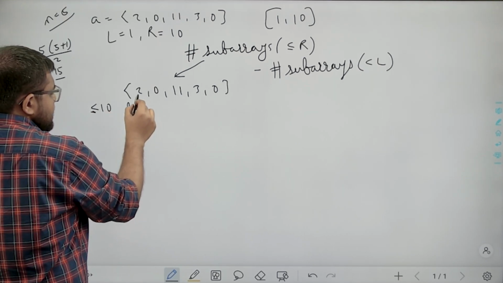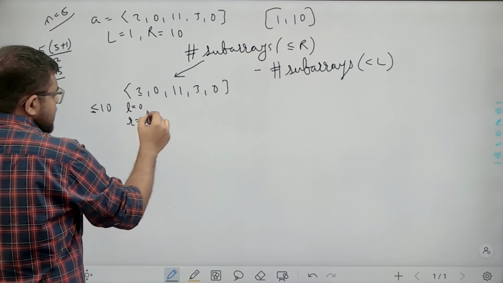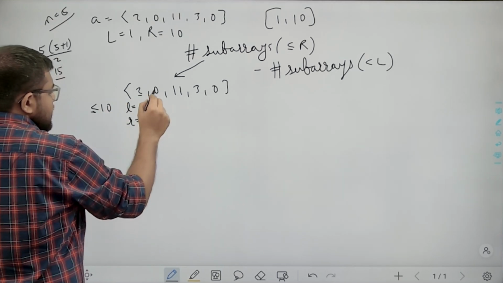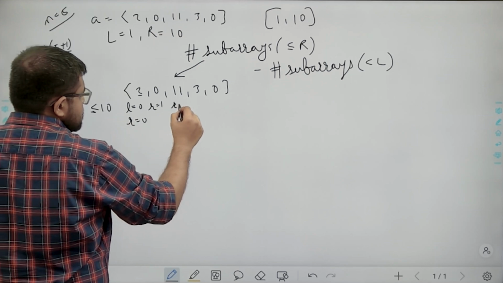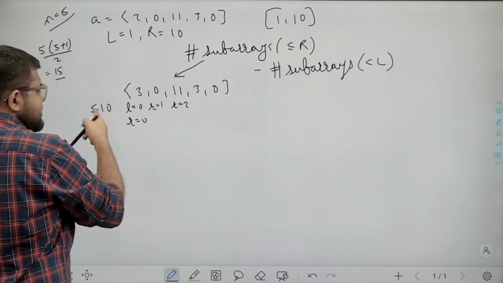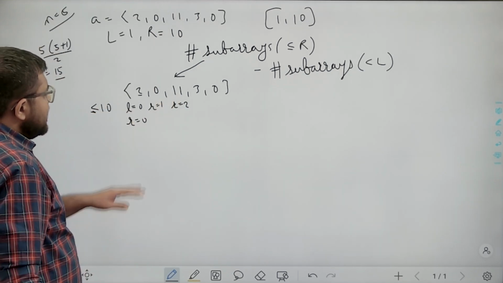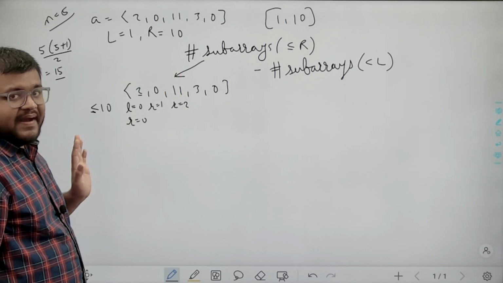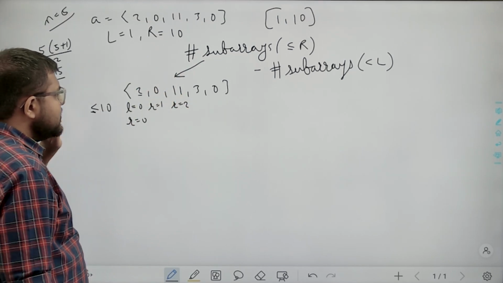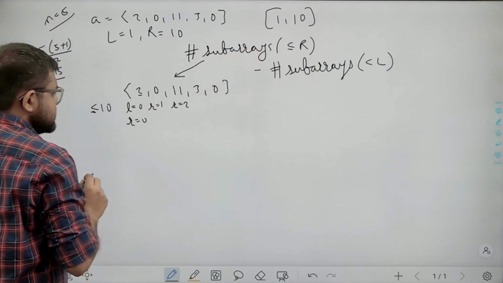So the first value is 2. 2 is less than or equal to 10, so my R will come here. Now 0 is less than or equal to 10. Yes, so my R will come here. Now is 11 less than or equal to 10? No. It means this is not a valid member to add in the subarrays counting.